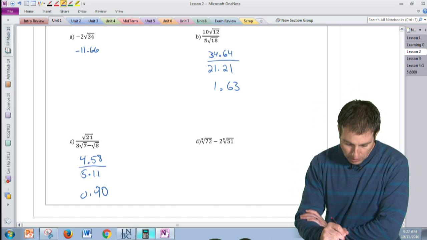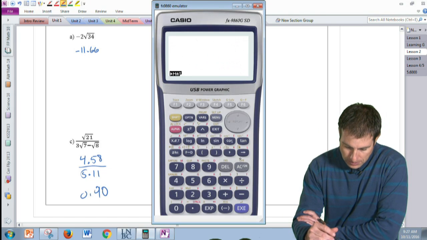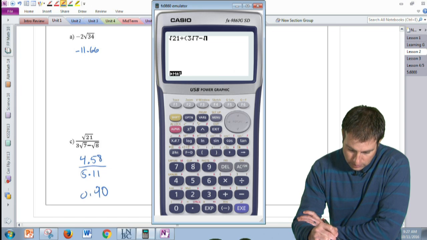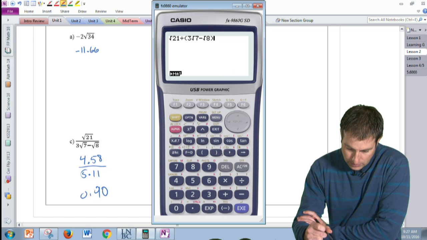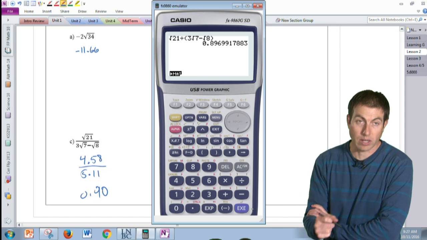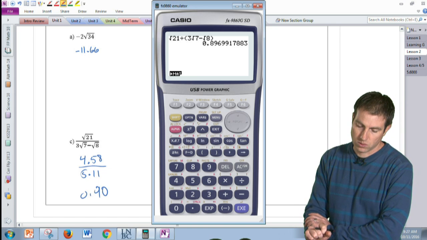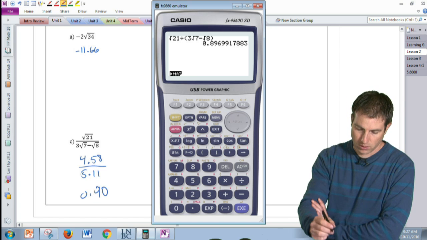Let's try to maybe do that all in one step, see how that goes. I'm going to go square root of 21 divided by bracket 3 root 7 minus root 8. Close my bracket. And 0.896, get the exact same thing, rounded to the hundredths place, and I get 0.90. There we go.